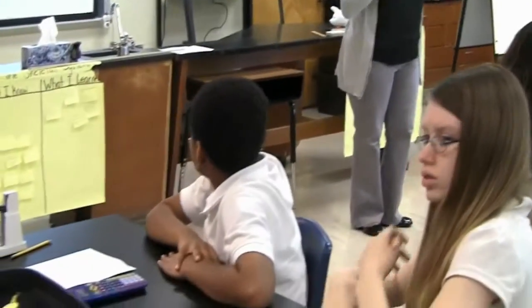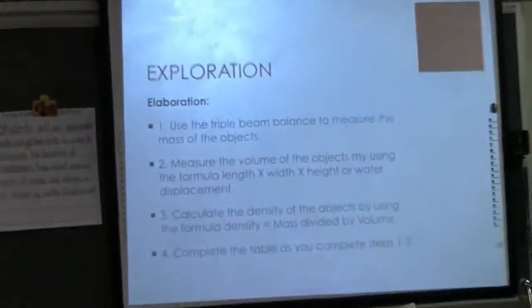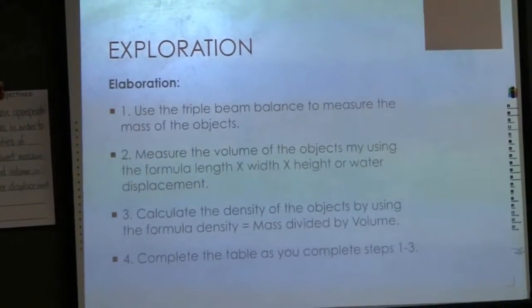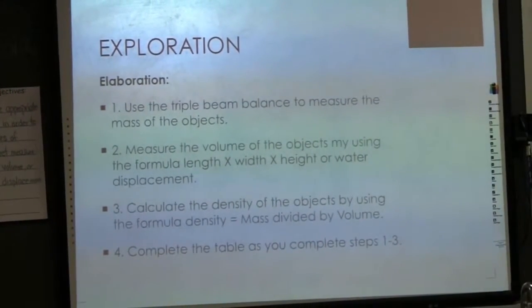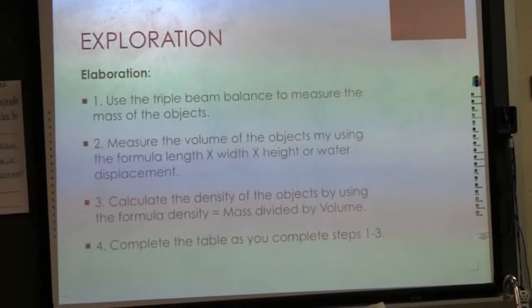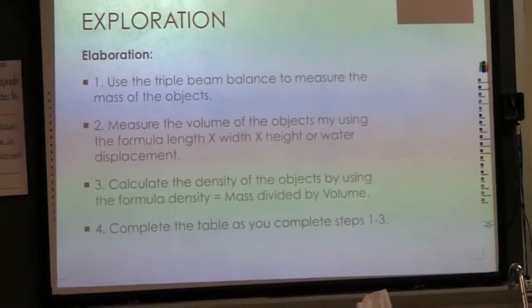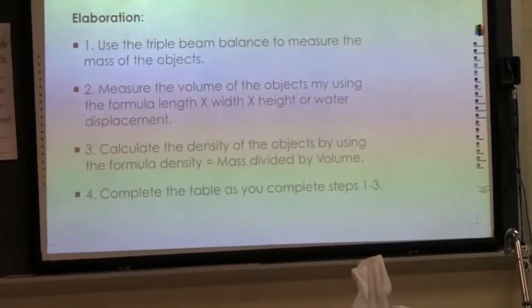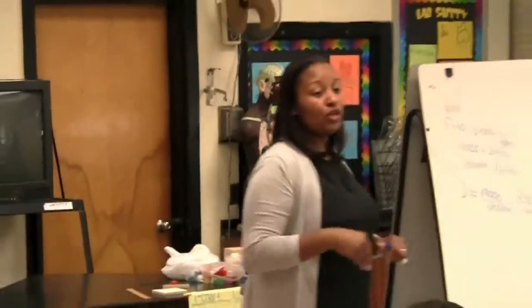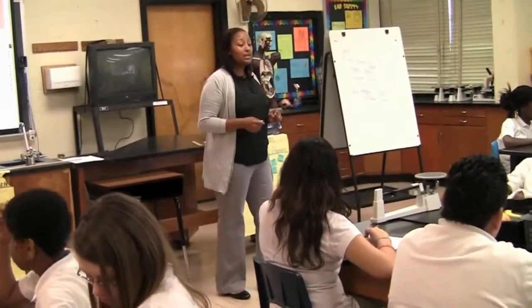So, keeping with the objective, now that we know what density is and we know the formula for calculating density, we're going to use our triple beam balance to measure the mass of objects, and we're going to use a ruler in the formula volume equals length times width times height to measure the volume. Once you get the mass and the volume of the object, we're going to use the formula density equals mass divided by volume to calculate the density.